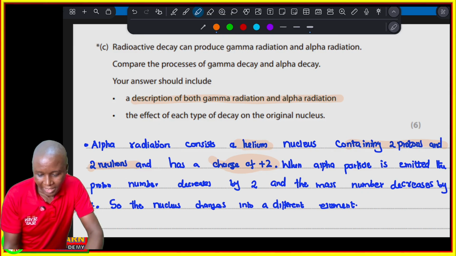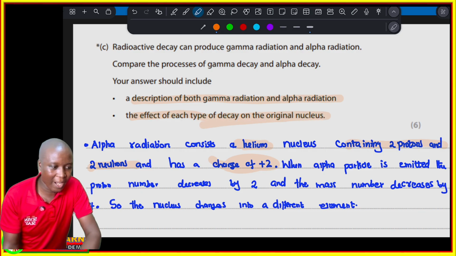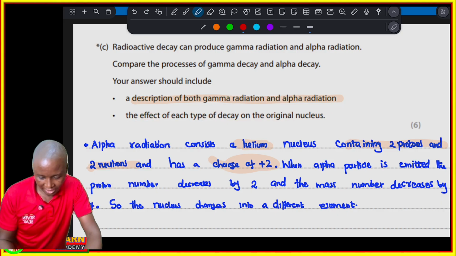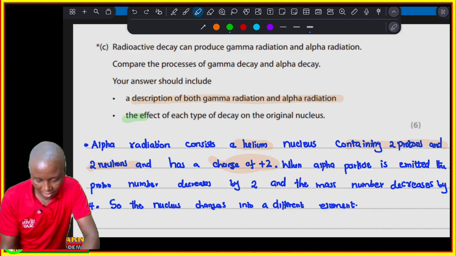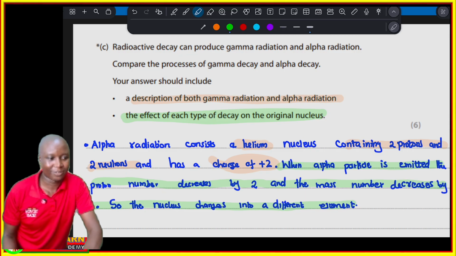Now I'm moving to the effect on each type of decay. So how did I go about that? Now, the effect for each type of decay. Let me just remove that so that I can use this. Effect on each type of decay. So I started here. When an alpha particle is emitted, the proton number decreases by 2 and the mass number decreases by 4. So the nucleus changes to a different element. Done.